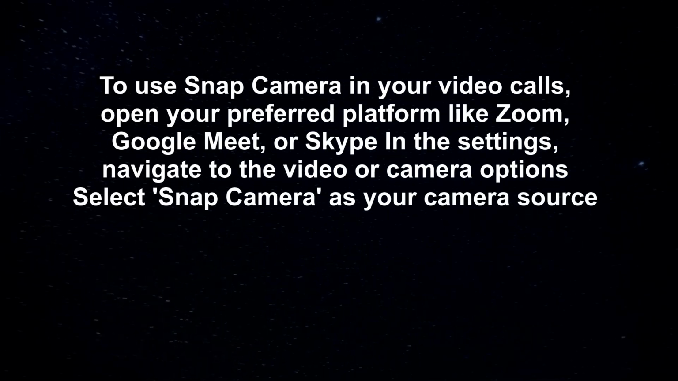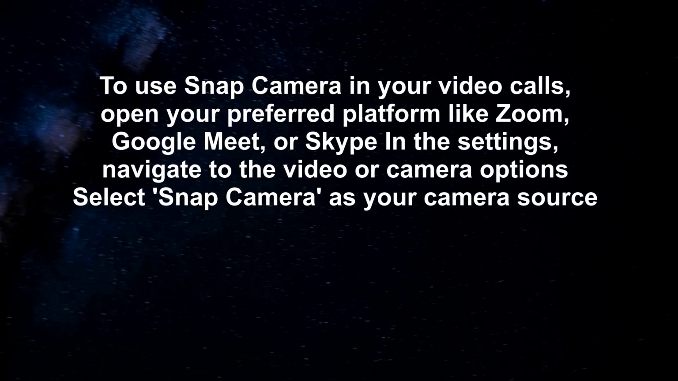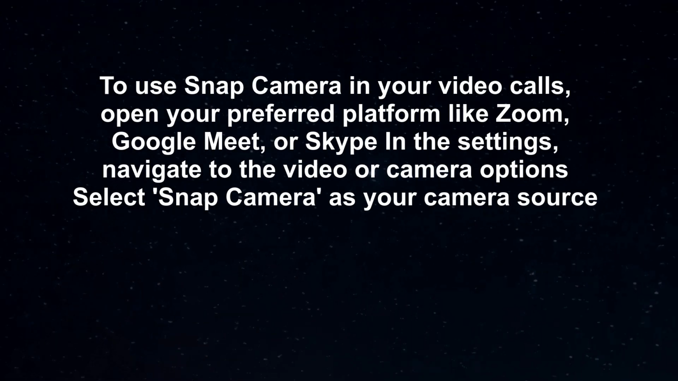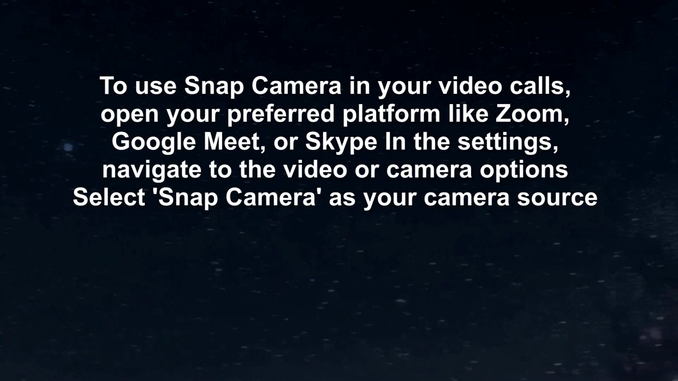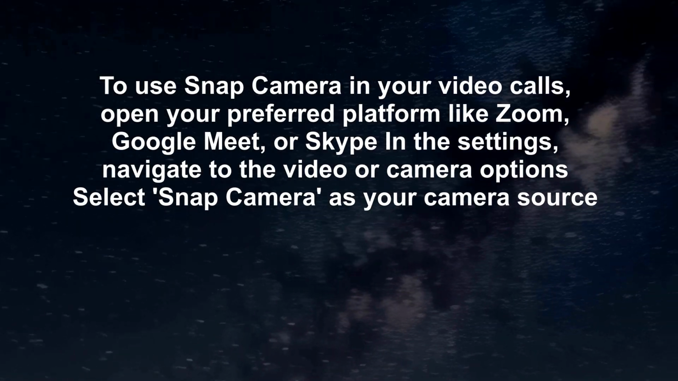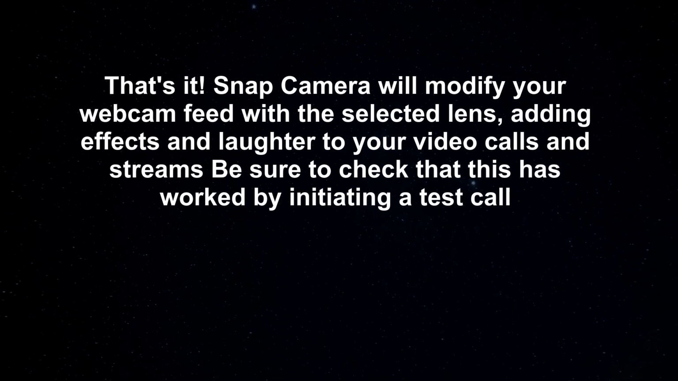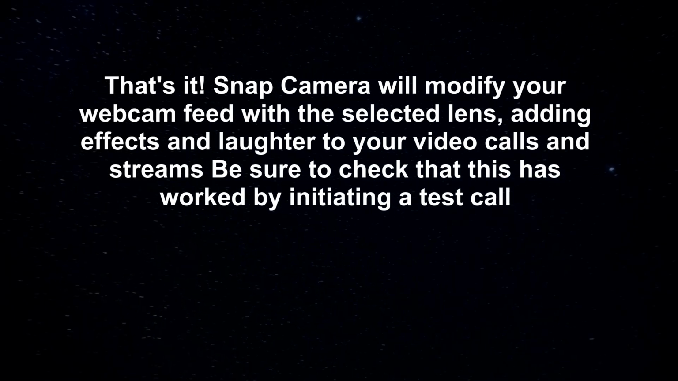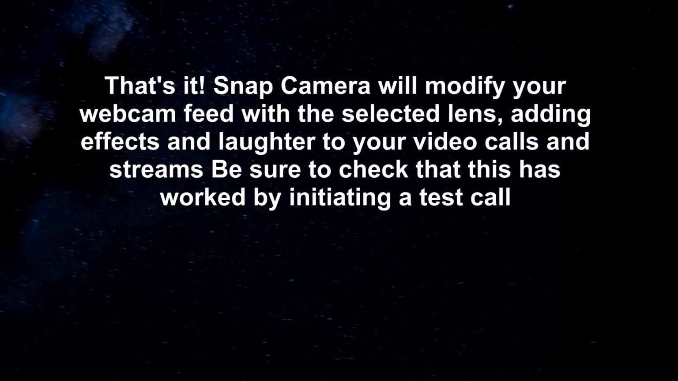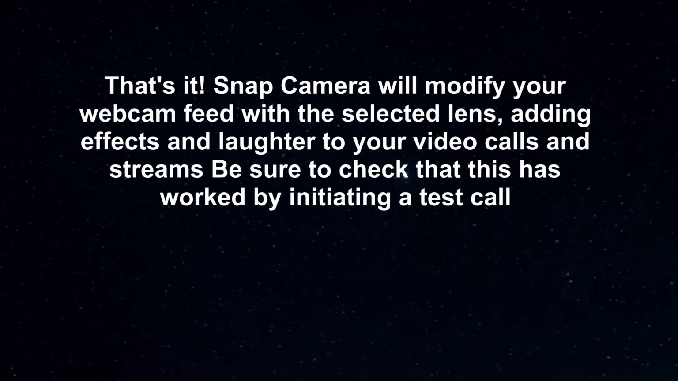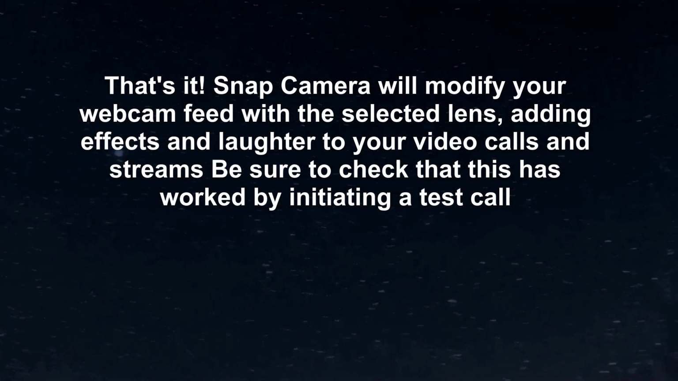To use Snap Camera in your video calls, open your preferred platform like Zoom, Google Meet, or Skype. In the settings, navigate to the video or camera options. Select Snap Camera as your camera source. That's it. Snap Camera will modify your webcam feed with the selected lens, adding effects and laughter to your video calls and streams. Be sure to check that this has worked by initiating a test call.